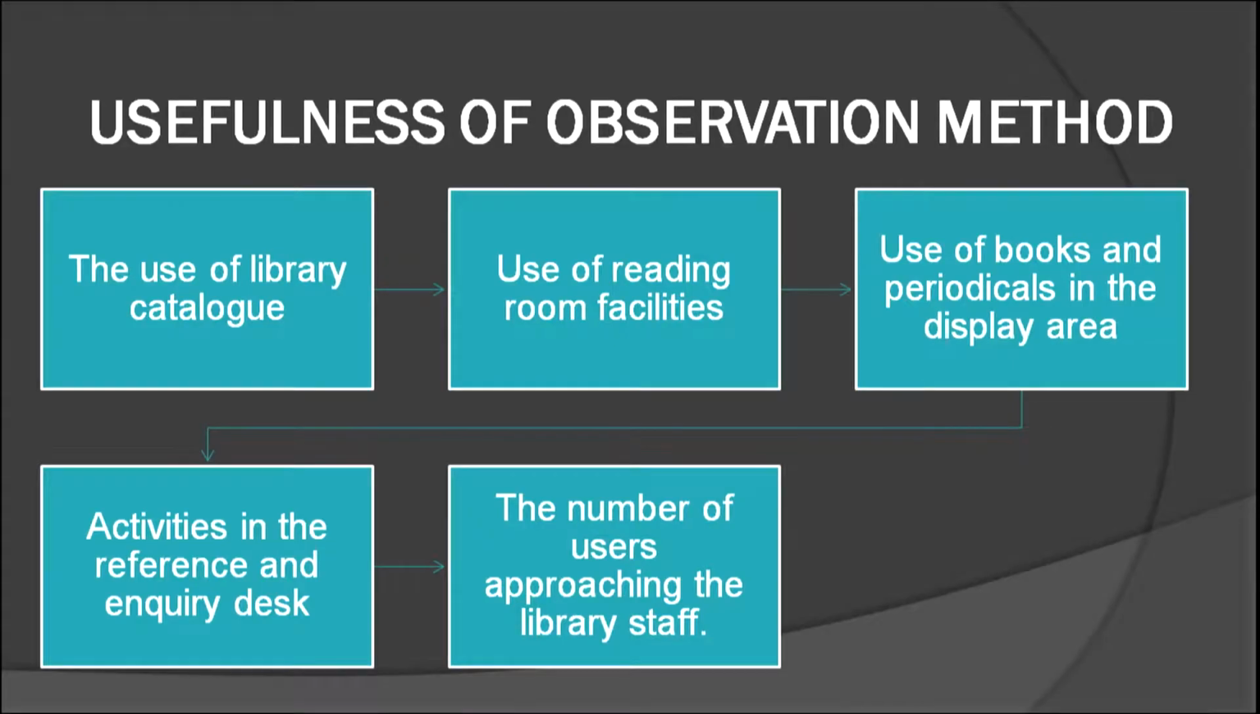The observation method in the library is used in various ways, like the use of the library catalog, use of reading room facilities, use of books and periodicals in the display area, activities at the reference and query desk, and the number of users approaching the library staff. The observation method is useful and is used for activities which are directly done by the users.